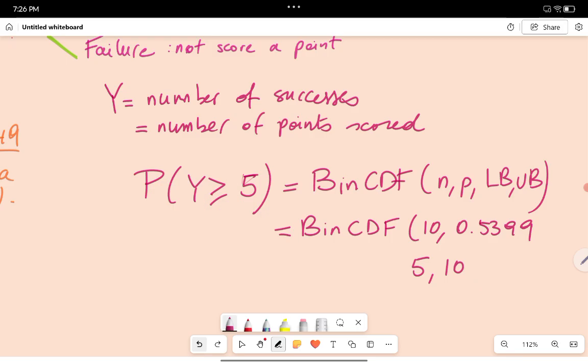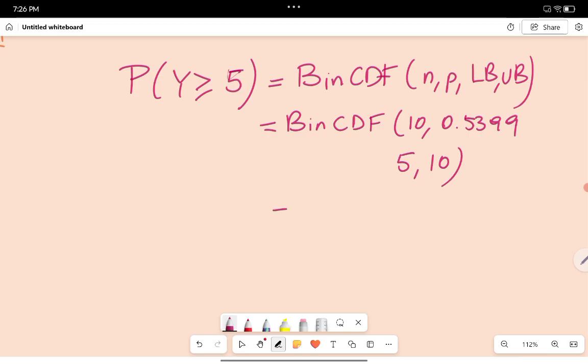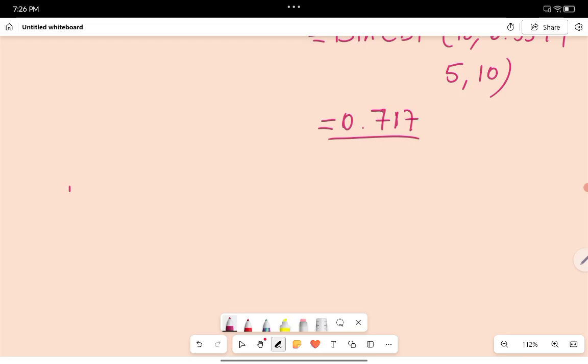And then what comes out? The answer is 0.717. This is the answer. Find the probability that Ariane scores at least 5 points in the competition. Very good. Nice. Then, what is the second one? So that is this, D.